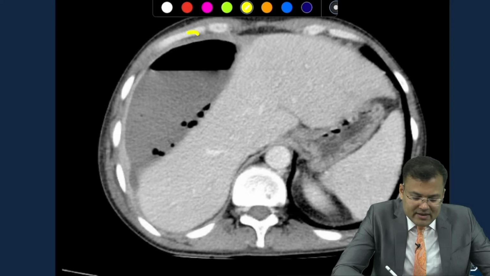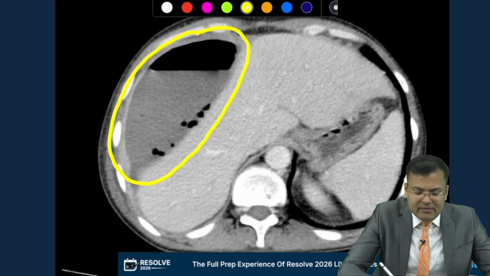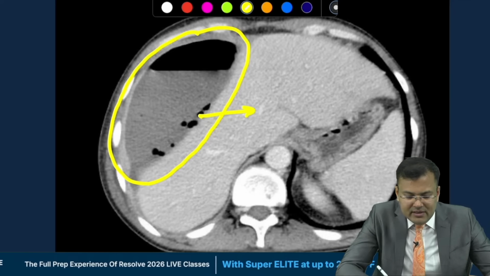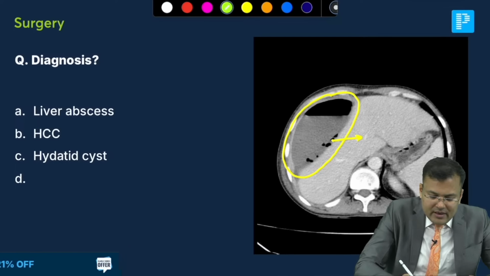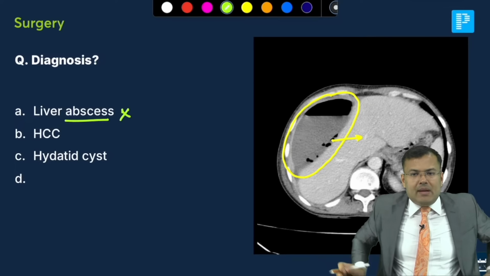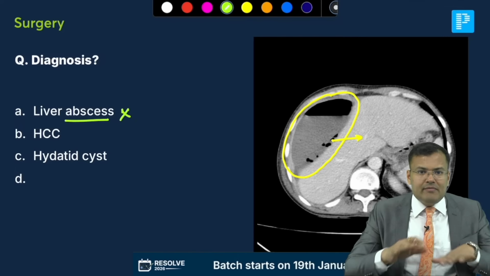You can see the abscess cavity. Can you see here, guys? There is an abscess cavity, yes, in the liver. So this is an abscess cavity in the liver. See, this is a liver abscess. So what's the diagnosis? Obviously it's liver abscess. It is not HCC. Why? Because in hepatocellular carcinoma what happens? There is arterial hypervascularization with venous washout.